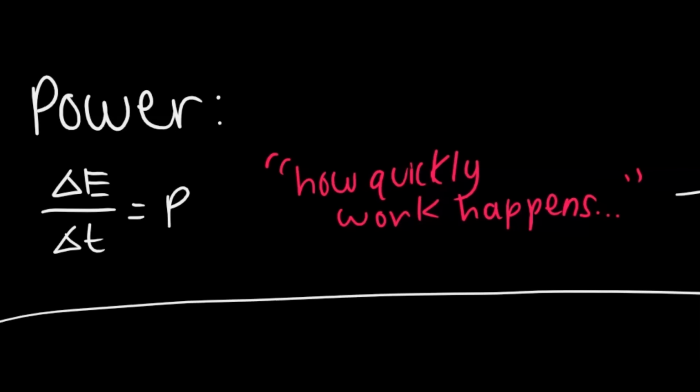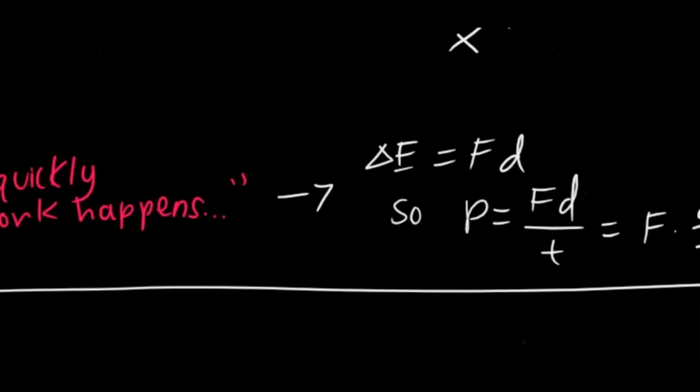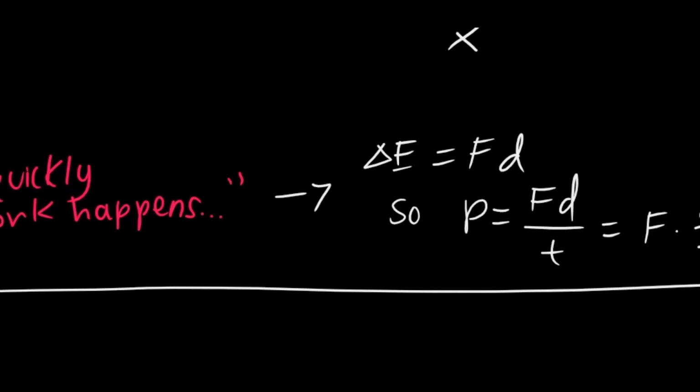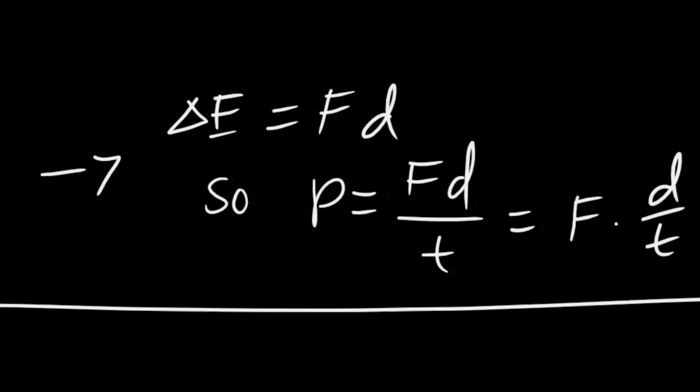So the final thing here is power. Power is just how quickly work happens. And power is represented by the change in energy over change in time. That one equation will probably serve you well, but there is another way of thinking about it. Since change in energy, we know on the reference table, is given as force times displacement, if in our power equation we substitute change in energy with force times displacement, now we have power equals force times displacement over time.